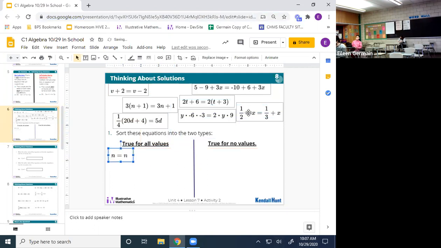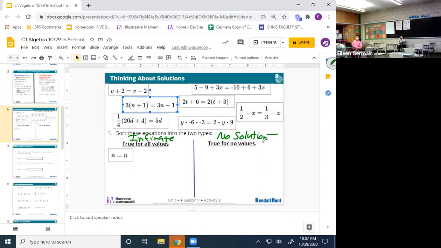But for this one right here, we might need to combine our like terms. Or for this one right here, we might need to distribute. So I want you to take 5 working minutes right now to sort all 8 of these into 2 categories: true for all values, true for no values. Infinitely many solutions or no solutions.